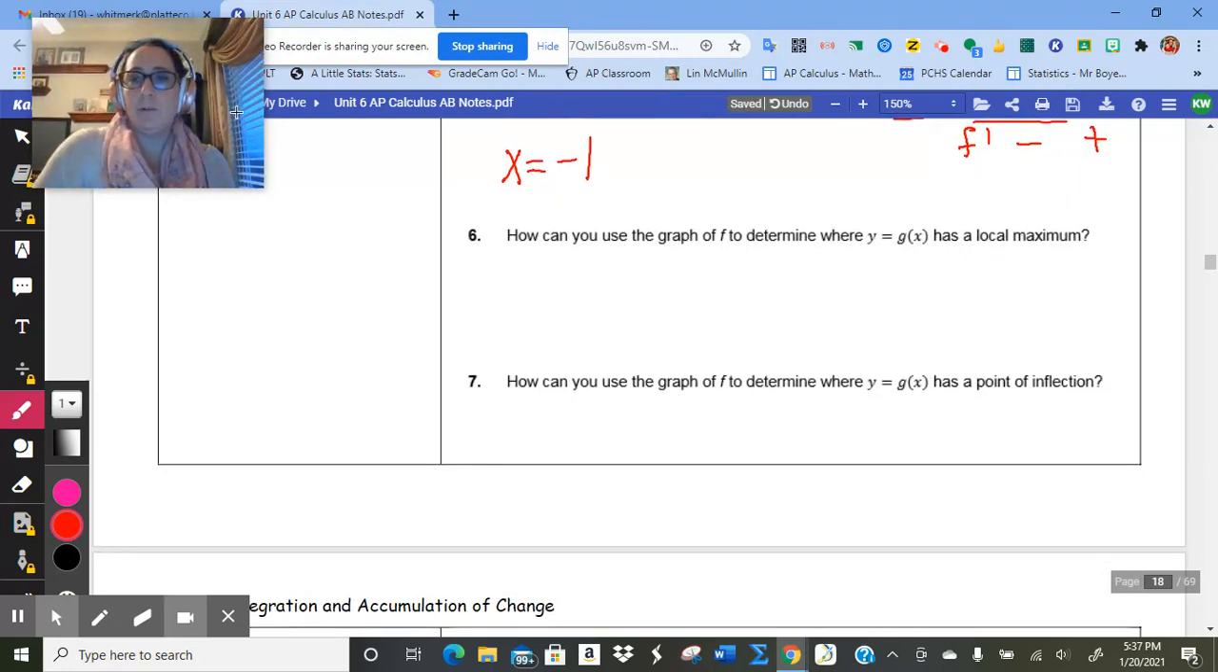Where does this have a local max? That's going to be where f prime goes from positive to negative, and that happens at 3.